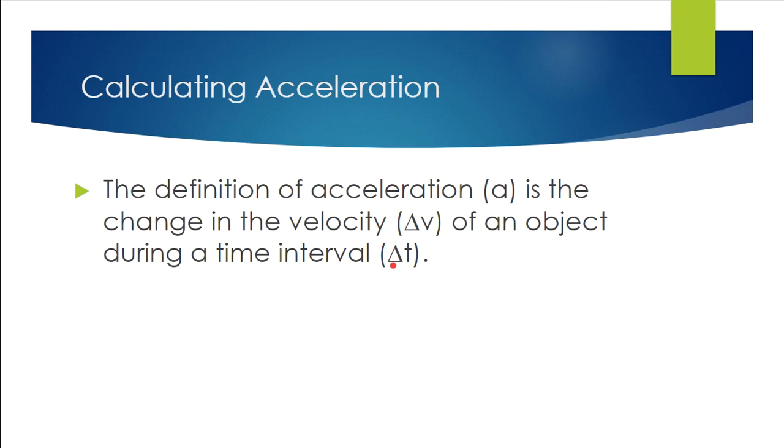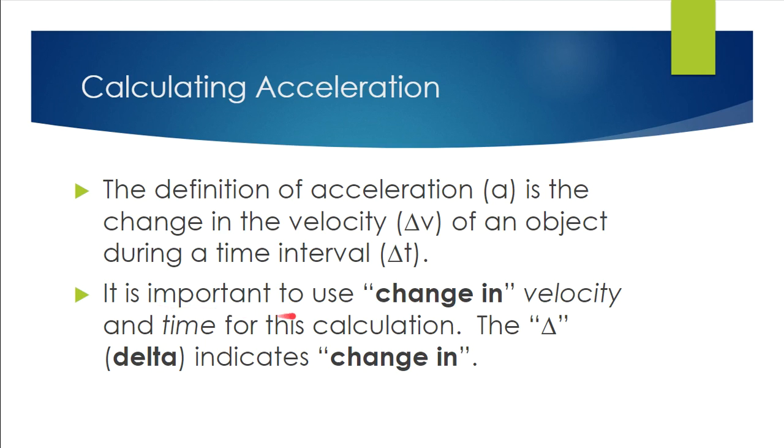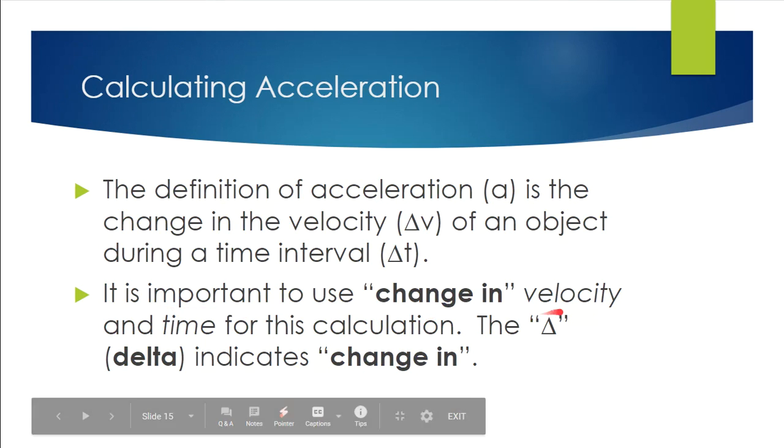Now, calculating acceleration. The definition of acceleration, or A, is the change in velocity of an object during a time interval. This is a bit of a review from the very beginning, or delta V over delta T. It's important to use the change in velocity and time for this calculation. This triangle symbol means delta, and it indicates a change in.